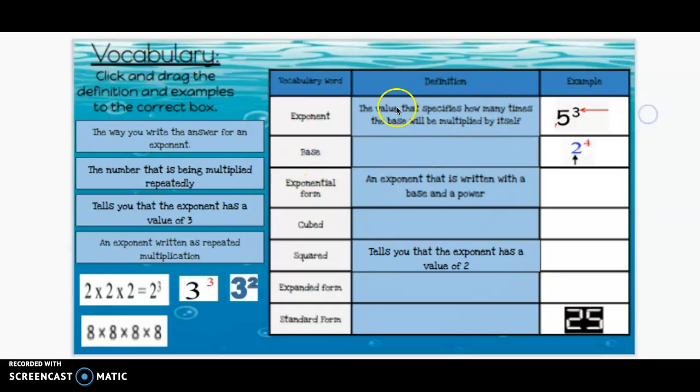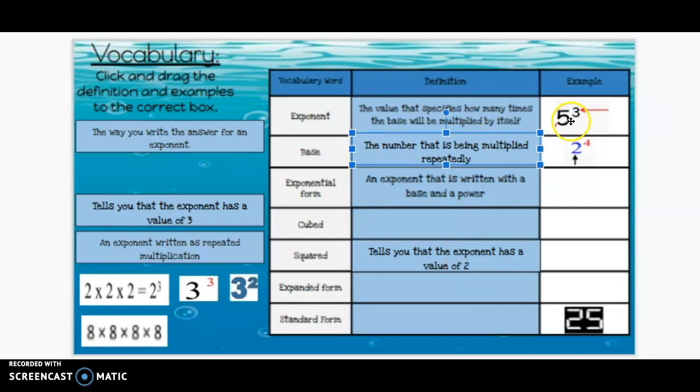Now, when I was telling you about what an exponent is, I said the word base. Base is that big number that you have. So for example, in 5 to the third power, or 5 cubed, the 5 is going to be our base. So if we look over here, we are looking for one that tells us that we have a base that is being multiplied repeatedly. Okay, so let's read our definition: the number that is being multiplied repeatedly. So there it is. The number, which is that 5, is being multiplied repeatedly.